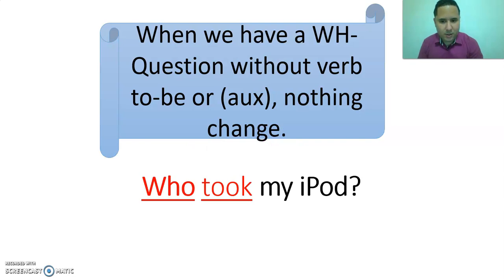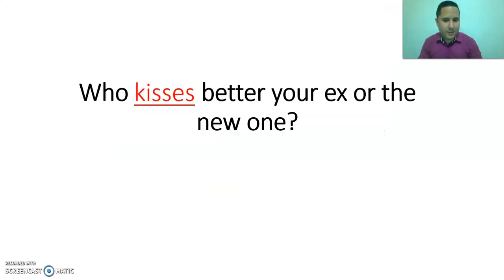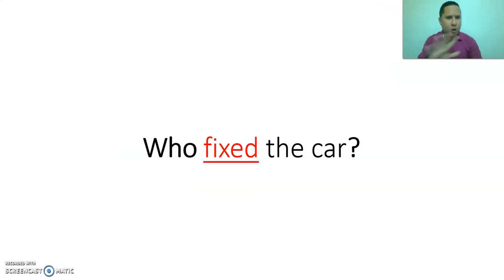Next situation, WH question, but this time we do not have the verb to be nor an auxiliary. What happens? Nothing happens. Who took my iPod? Who kisses better, your ex or the new one? No changes. Who fixed the car? No changes. Why? Because in a WH question without an auxiliary or verb to be, nothing will be modified in that question.